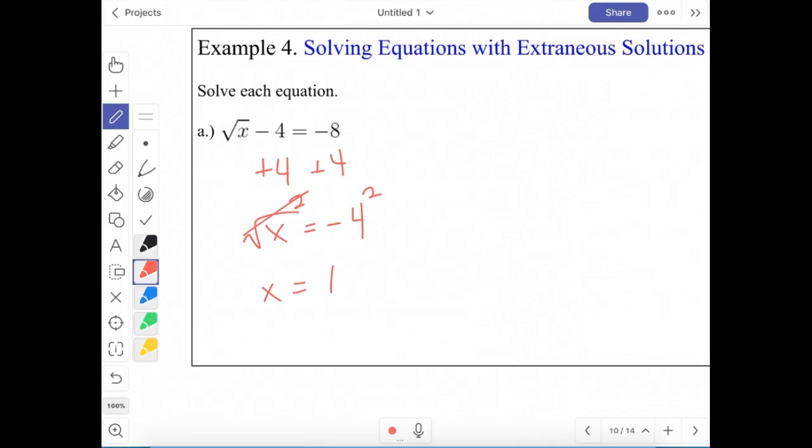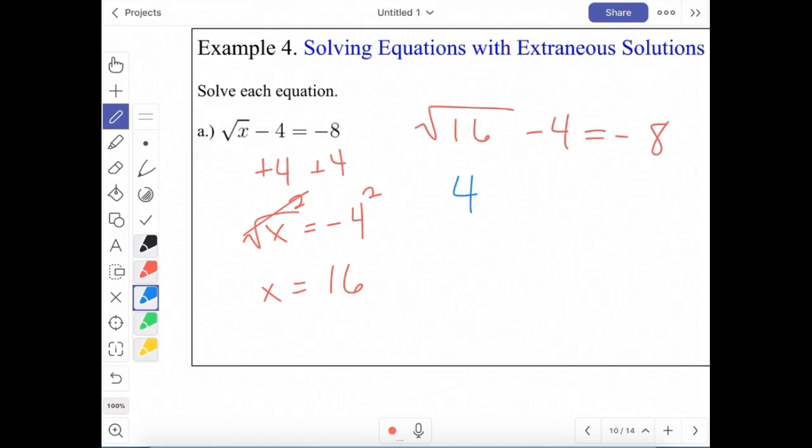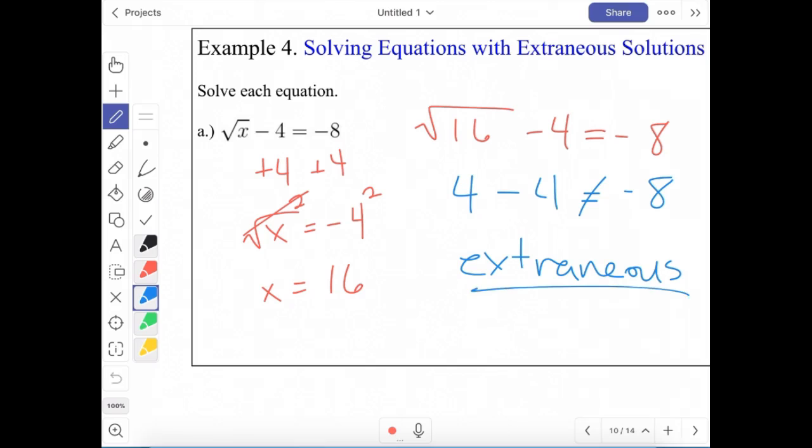So we would get x is equal to 16. Okay, now let's plug that back into our equation. The square root of 16 minus 4 is equal to negative 8. Well, I know the square root of 16 is equal to 4, and 4 minus 4 is not equal to negative 8. Okay, so that's why this is extraneous. That does not work out for us.